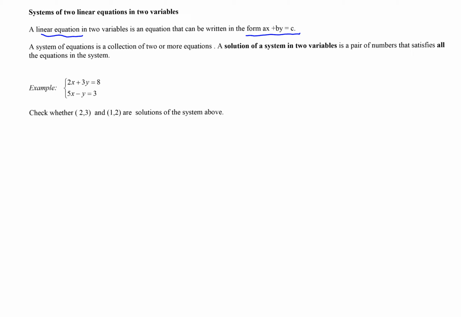So let's consider first the pair 2, 3. We want to check whether this pair of numbers is the solution of the system. The 2 corresponds to the x variable and the 3 corresponds to the y variable. If we substitute those values into the first equation, we have 2 times x, which is 2, plus 3 times y, which is 3, equals 8. If we compute the left-hand side, we have 4 plus 9, and on the right-hand side, 8.